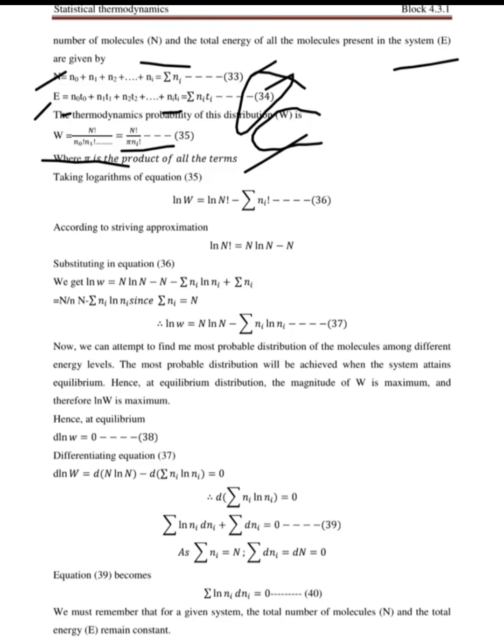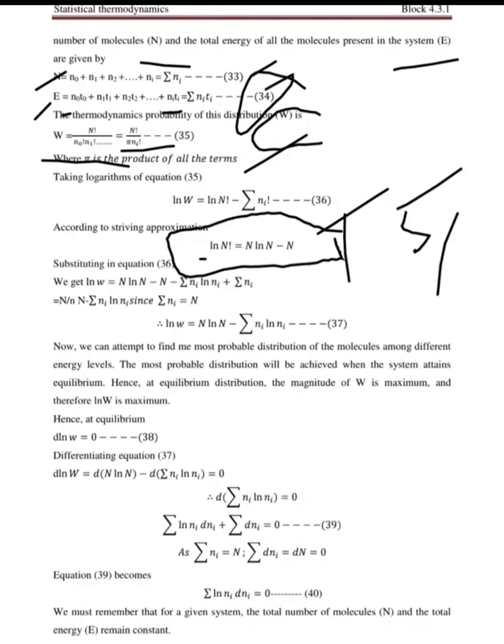Taking log on both the sides, we are going to write ln of W is equal to ln of N factorial minus summation of ni factorial. That is equation 36. According to Stirling's approximation, which we calculated in the previous unit, N factorial. The experimental value of 5 factorial is different compared to the Stirling approximation. If you calculate 5 factorial, it will be 5 into 4 into 3 into 2 into 1. If you put the same 5 factorial in this formula, the value varies.